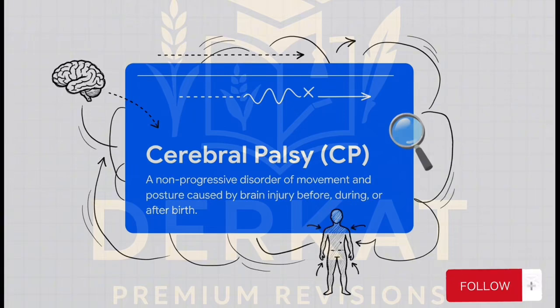All right, let's dive right in. What exactly is cerebral palsy? Well, at its very core, it's a disorder that affects movement and posture, and it's caused by an injury to the developing brain. But here's the part you absolutely have to remember. The disorder is non-progressive. That means the initial brain injury doesn't actually get worse over time, which is a key concept we're definitely going to come back to.